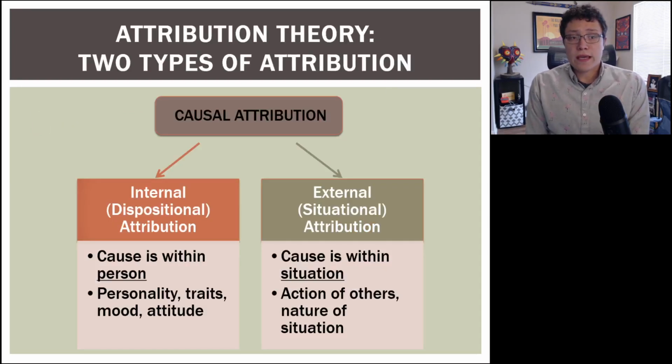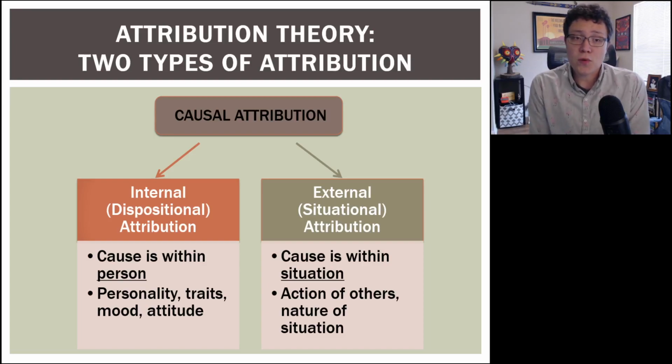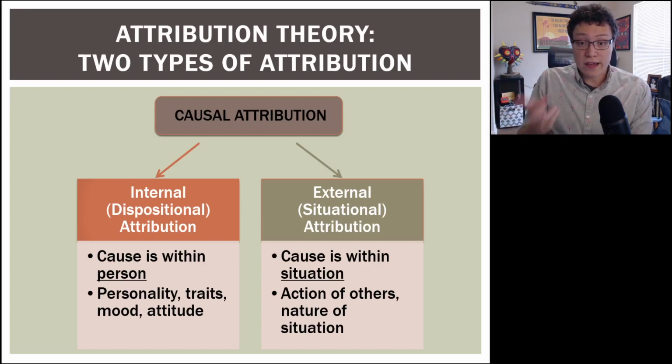So more or less, we can break this down into two ideas here, right? That there is an internal or dispositional attribution where the cause is within that person. This could be personality, it could be the traits that they have, how their mood is, their attitude, versus this external attribution, or based on this situation, where the cause is within that situation and the actions of others are more or less causing this.